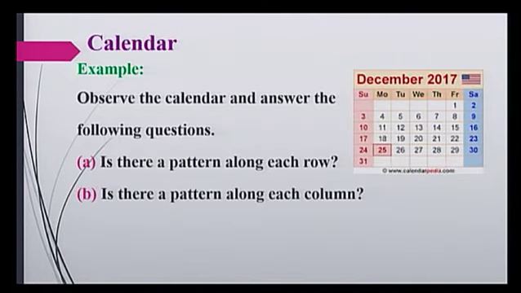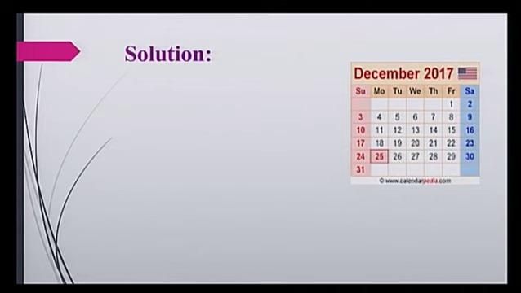Now we consider the calendar. Observe the calendar December 2017 and answer the following questions. Is there a pattern along each row? Is there a pattern along each column? Let us have a look at the solution.